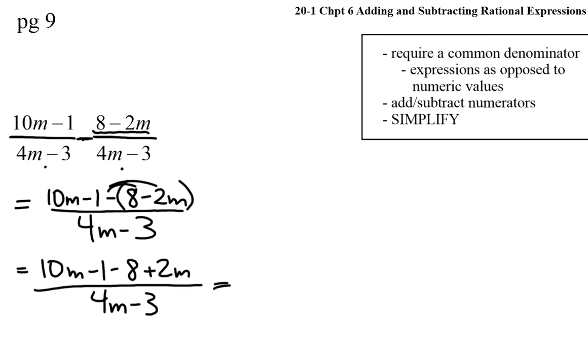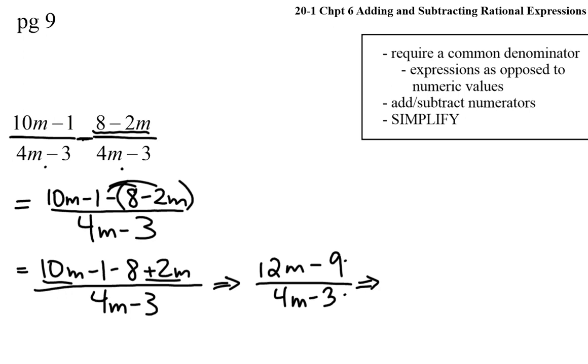What can I do to simplify here? Well, 10m and 2m is 12m. Negative 1, negative 8 is a negative 9. And that's over 4m minus 3. Have we simplified completely? We haven't, because remember, simplifying means you factor each numerator and denominator and cancel if you can.